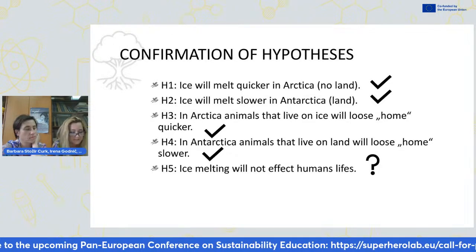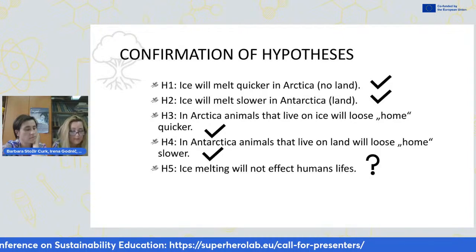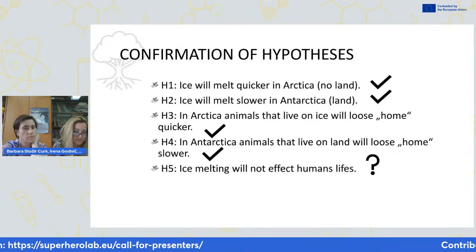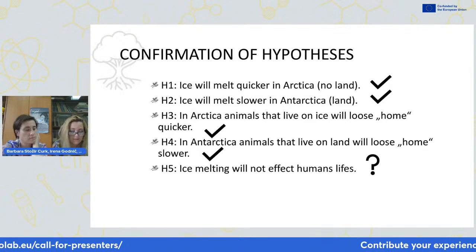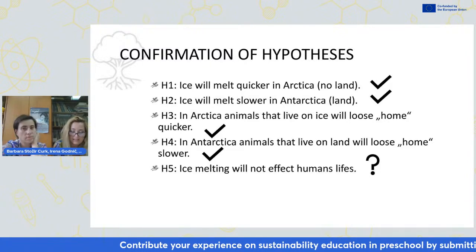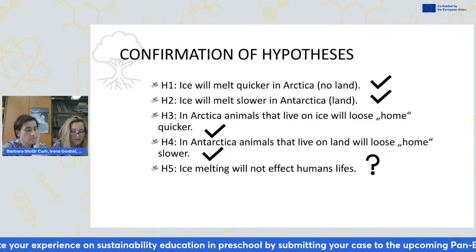So the last one, ice melting will affect human lives, represents a mental challenge for children at this point. They started to learn about the global connection of human actions on nature and animals, and thus at least a part of the responsibility for sustainable development of society.